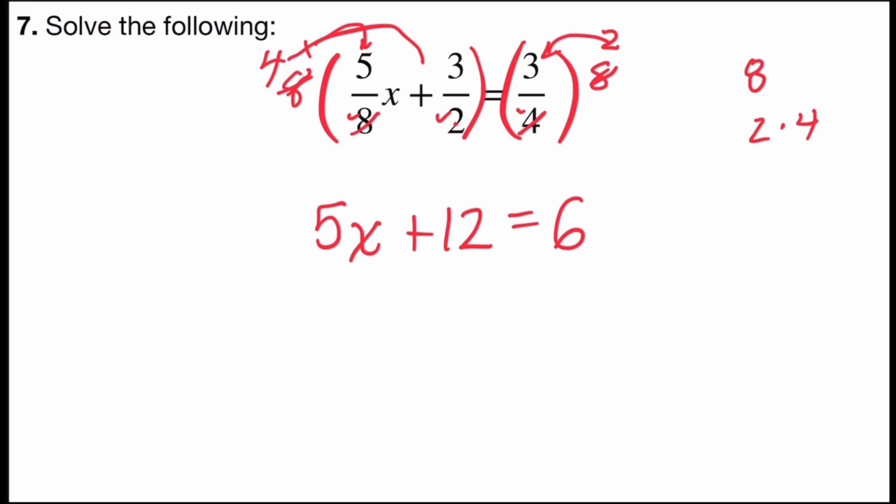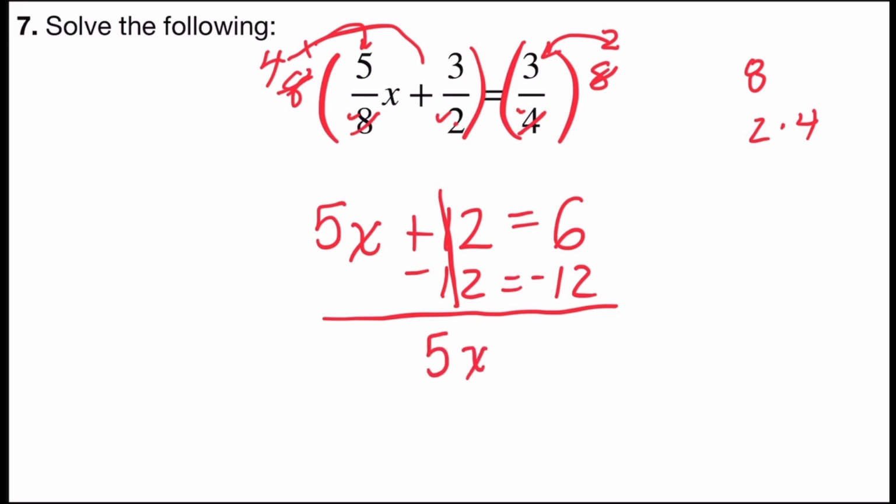Now that I've cleared out the fractions and my left and right sides are both simplified, I'm down to a two-step. I'm going to subtract 12 from both sides in order to isolate the variable term. 12 minus 12 is 0. 0 plus 5x is 5x. And 6 minus 12 is negative 6.